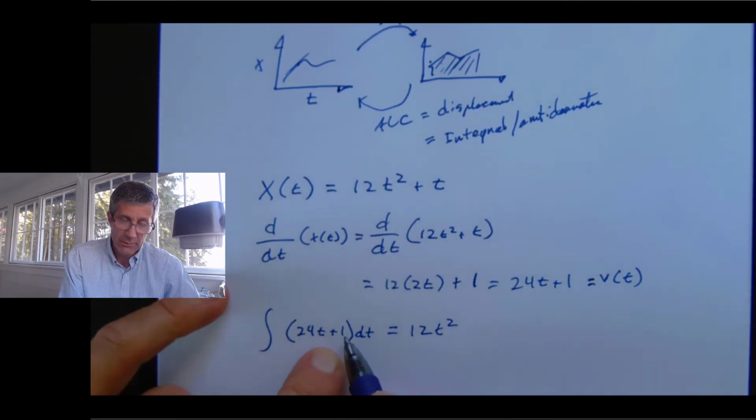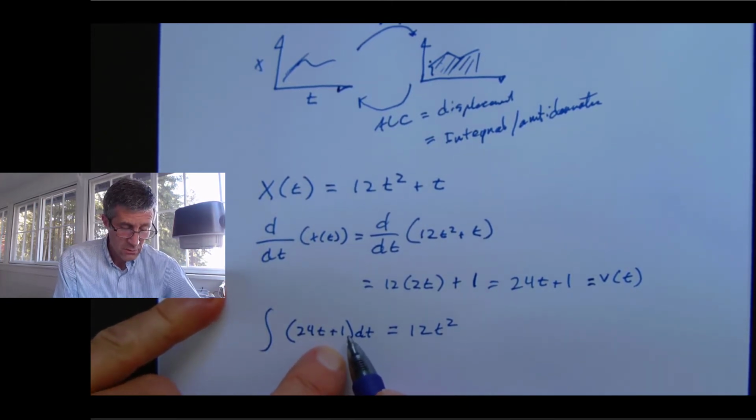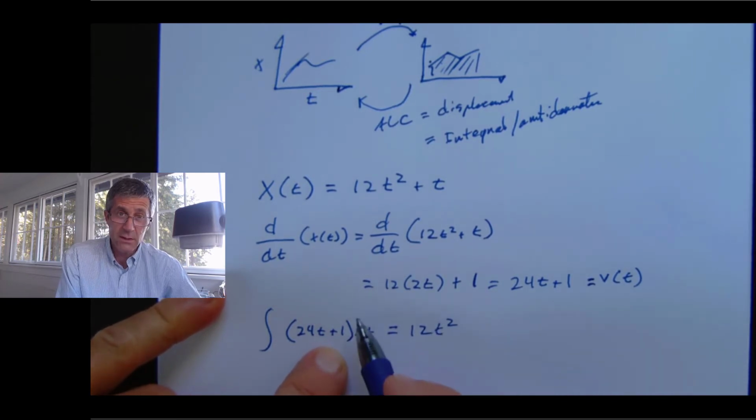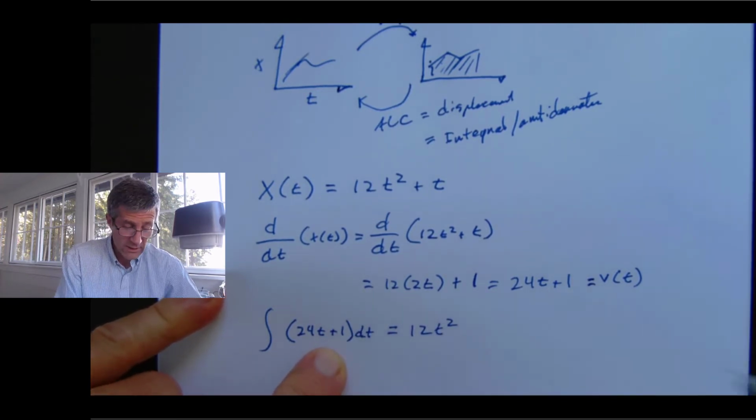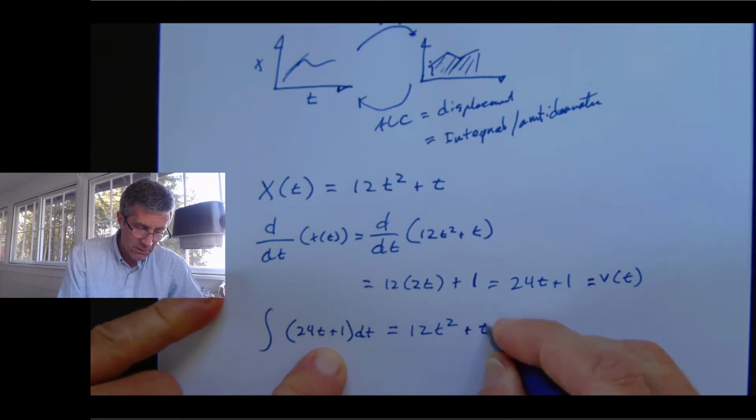I'll do the same thing here. I'm going to think of this as an exponent of 0. So I'm going to add 1 to the exponent. I've got t, and then divide by that new exponent, which is 1. So I'm going to end up with t.